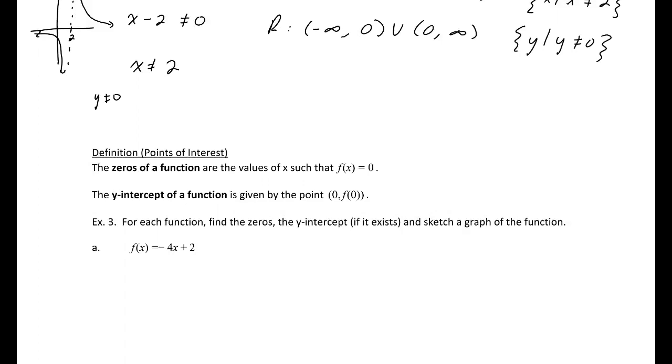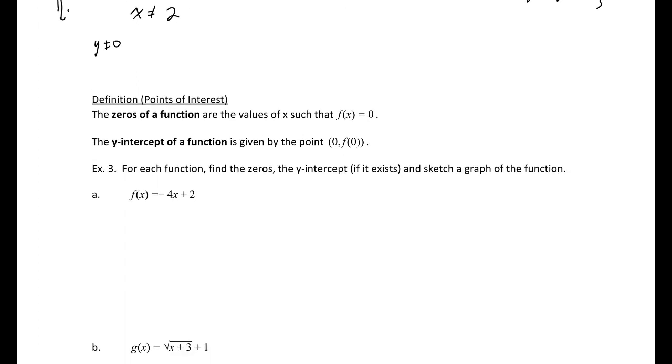To find the zeros means I'm going to set this function equal to 0. So the zeros, we're going to set that equal to 0, which if we solve that, subtract 2 divided by negative 4, that is negative 1/2.